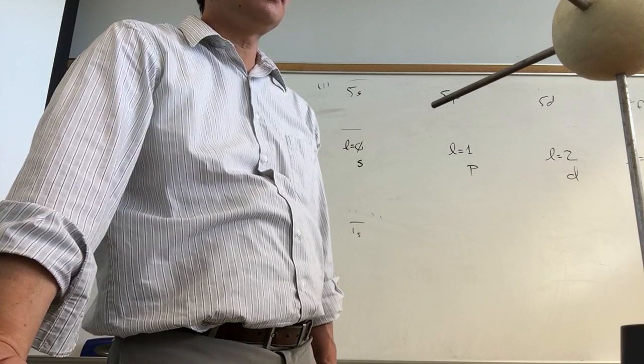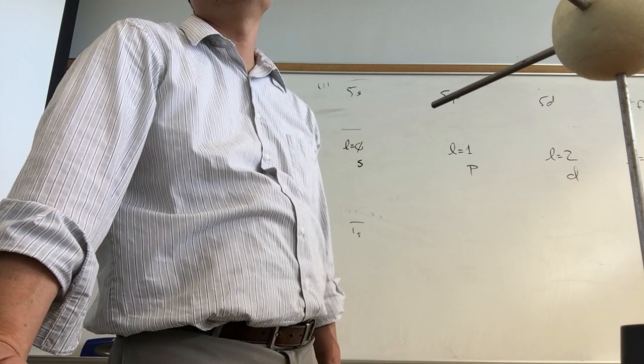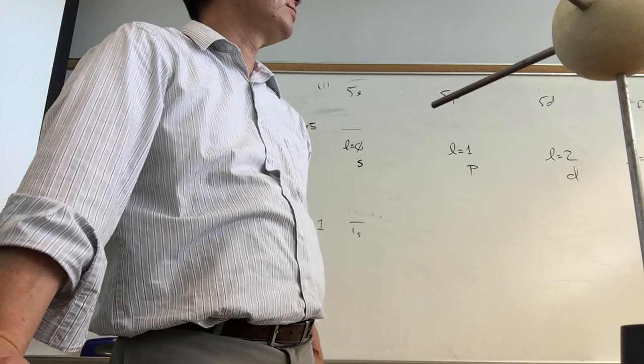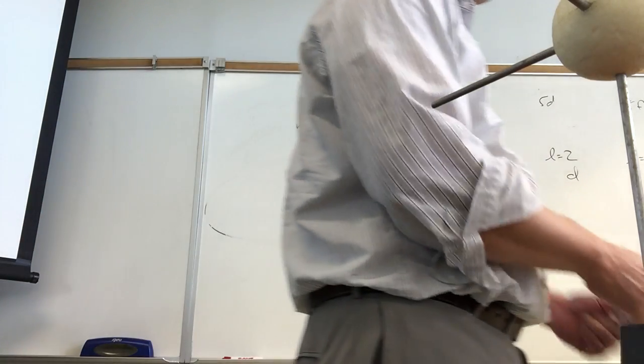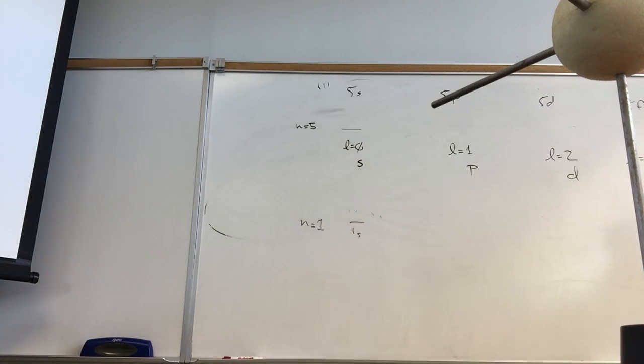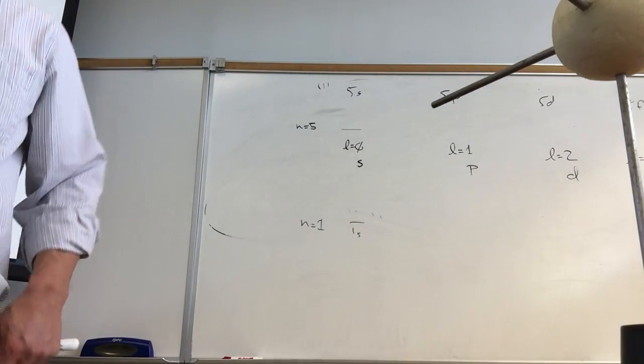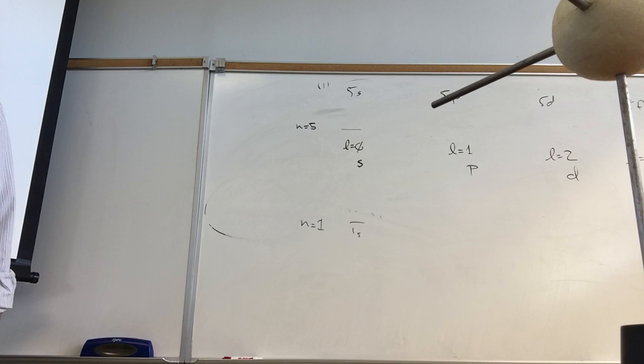What's wrong? What did I do? You know what's wrong with it? Too many L's, right. What's the maximum L value I can have? The maximum L value is n minus 1. Well, n minus 1 is 5 minus 1, which is 4. This is the max. I can't go beyond that, so 5h is not allowed. 5h is forbidden because of the Schrodinger equation. It would not solve the Schrodinger equation.